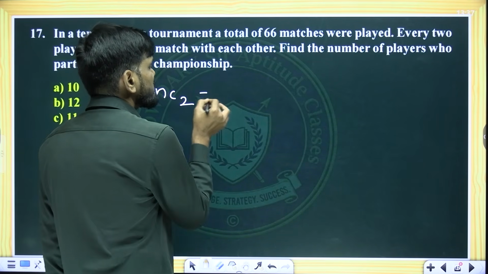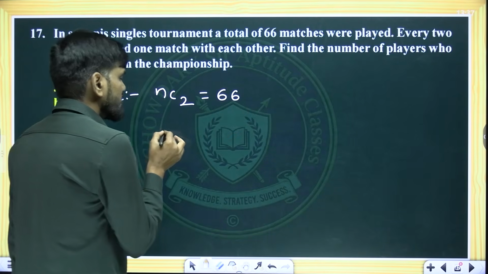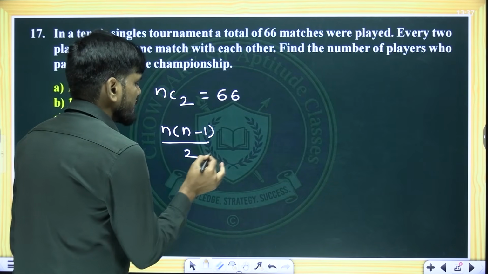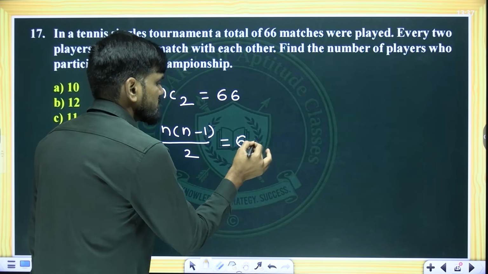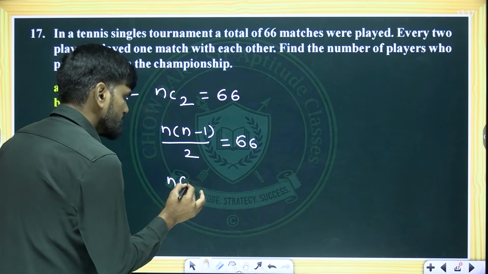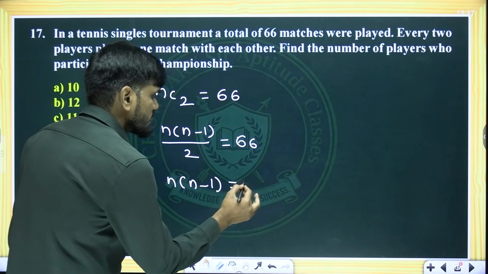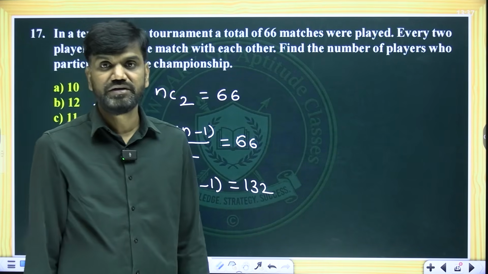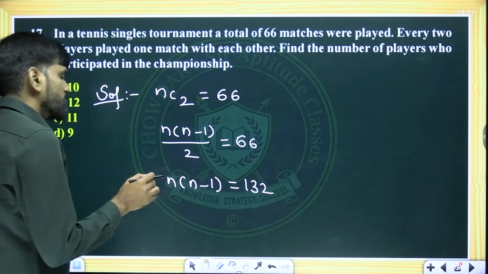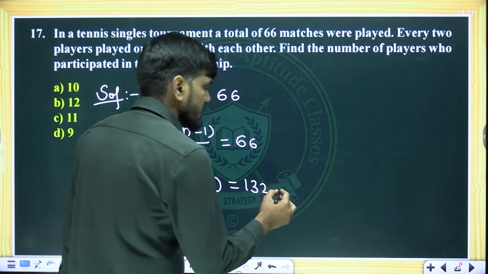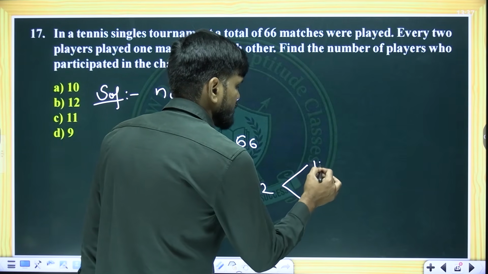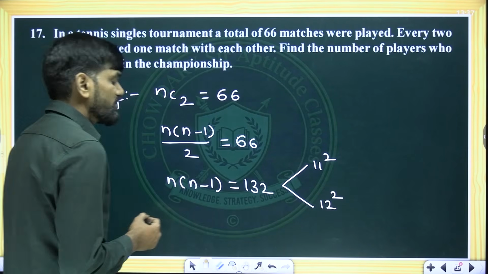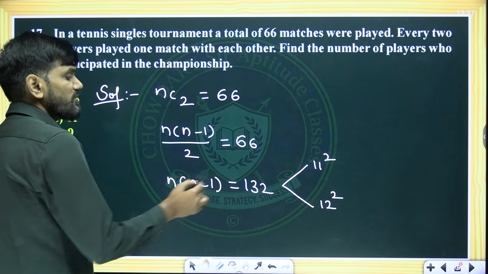That NC2 is given as 66, and we know that NC2 is nothing but n into n minus 1 by 2. So n into n minus 1 by 2 is nothing but 66. From this I can say that n into n minus 1 is equal to 132. So you can go by options from here, or you can also go by the shortcut technique I have given. Check, this is lying between which 2 squares? That is lying between 11 square, 121, and 12 square, 144.